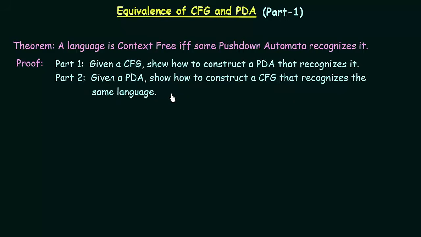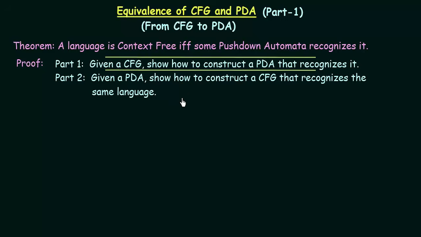So part 2 is just the reverse of part 1. In part 1, we were given a CFG, but in part 2, we are given a push-down automaton, and then we have to show how to construct a context-free grammar that recognizes the same language that is accepted by the given push-down automaton. These are the two parts that we have in our proof. In this lecture, we will be discussing part 1, which says, given a CFG, show how to construct a PDA that recognizes it. So we are going from CFG to PDA.